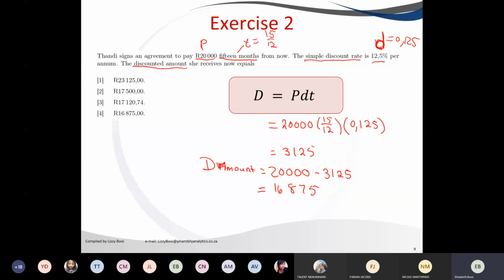Yes. I just want to find out from you, the 20,000 is like the principal amount, right? And that is how much she has loaned. Yes. And in 15 months from now, she has to pay back that same 20,000. But it's discounted. She's not receiving any money. Remember, it is discounted, that 25,000 that she will receive 15 months from now.